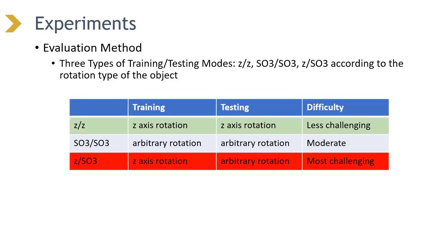To verify the rotation invariance, we conduct experiments under 3 training-testing modes: ZZ, SO3 SO3, and Z SO3. Here, Z means Z-axis rotation while SO3 means arbitrary rotation. ZZ mode is less challenging because the rotation directions are restricted and in most cases the training and testing poses are similar to some extent, while the Z SO3 mode is the most challenging scenario because the training and testing poses differ a lot most of the time.